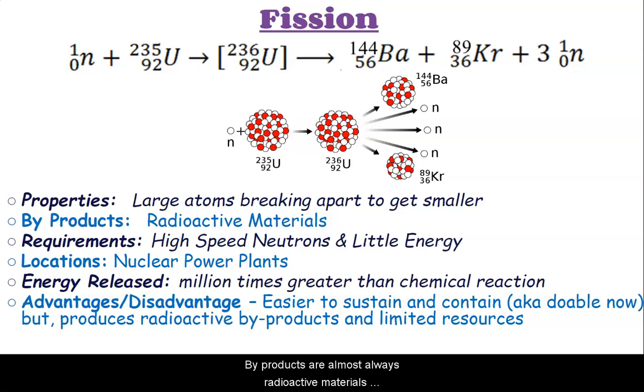The byproducts are almost always radioactive materials. The requirements are high-speed neutrons and very little energy. This often happens in nuclear power plants. It does also happen naturally at some points in time during radioactive decay. That is a fission-like process, but the fission we are talking about is specifically processed with only radioactive materials.